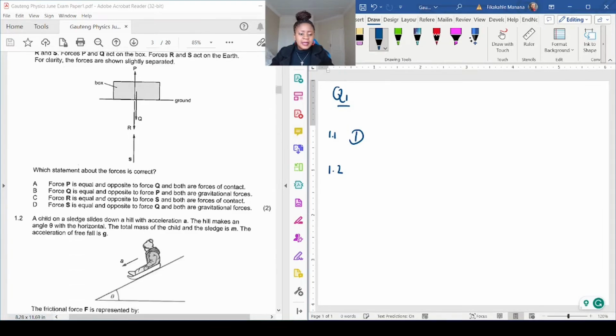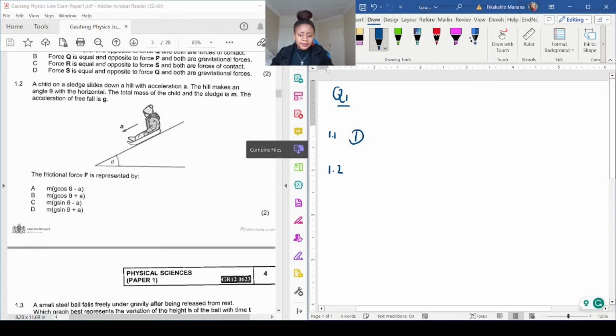All right, now 1.2. A child on a sledge slides down a hill with acceleration a. The hill makes an angle theta with the horizontal. The total mass of the child and the sledge is m. So they've combined it. The acceleration of free fall is g. Now, the frictional force is represented by... at this point, I would recommend you draw yourself a free body diagram, because how can you just look at it unless you are a seer.